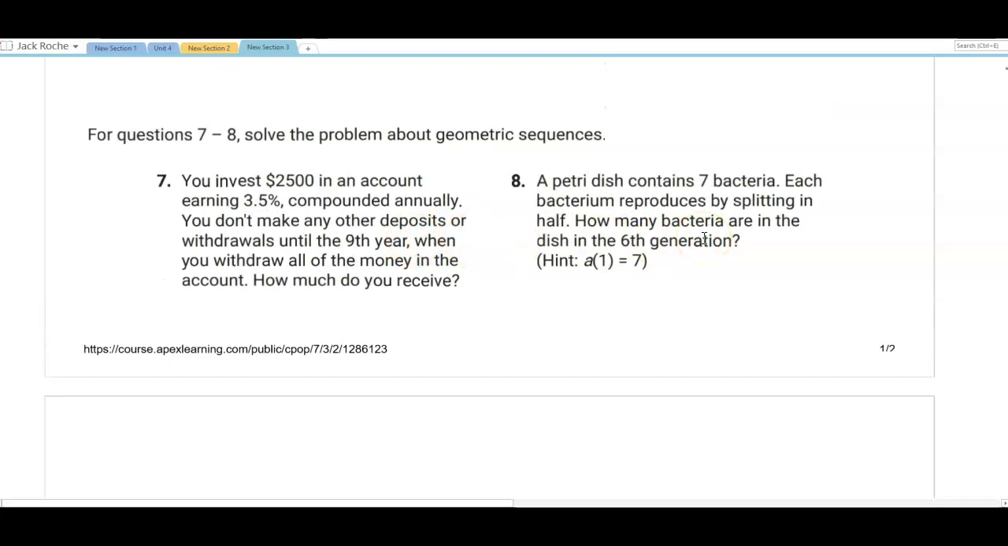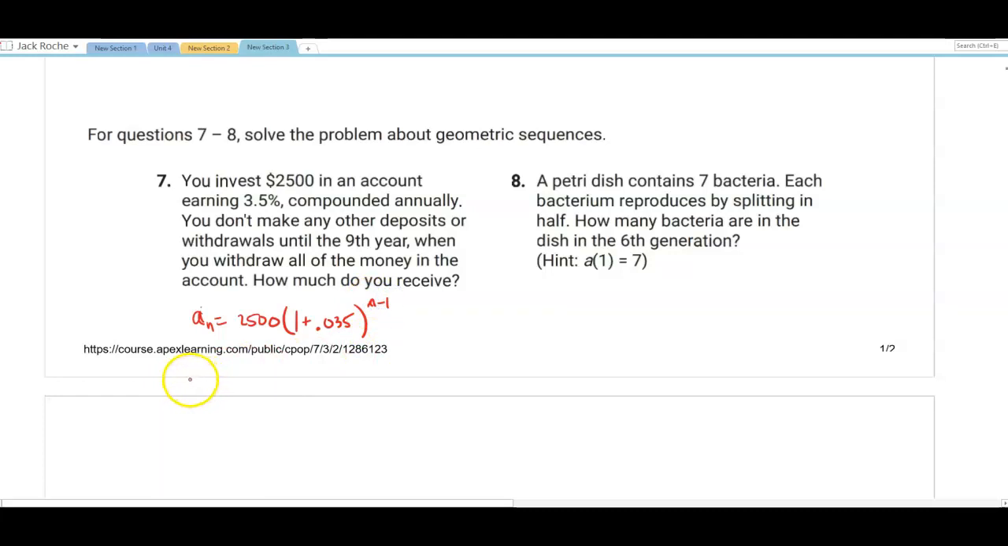Number 7 and 8. Number 7, you invest $2,500 in an account earning 3.5% compounded annually. You don't make any other deposits or withdraw until the 9th year. When you withdraw all of the money in the account, how much do you receive? Well, if we start with our explicit, it would be A sub n equals your 2,500 times 1 plus your rate, which would be 0.035 as a decimal, to the n minus 1.